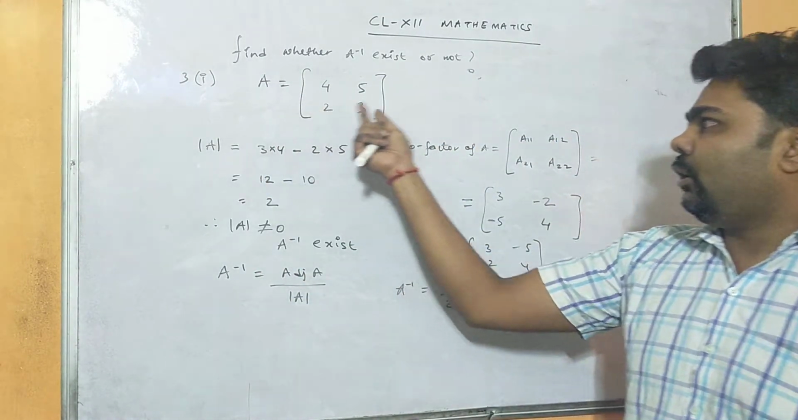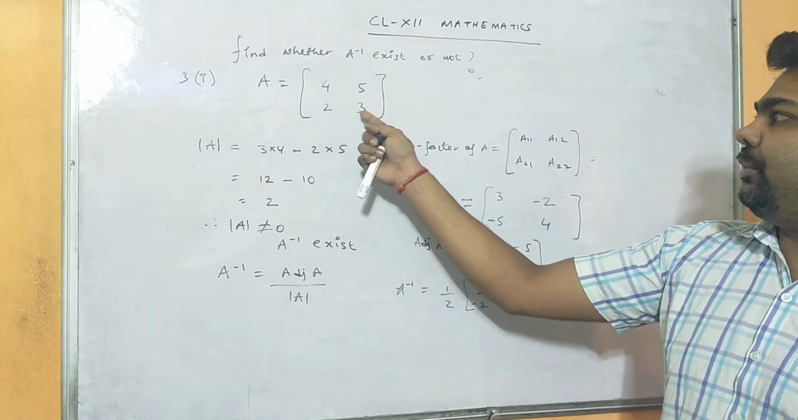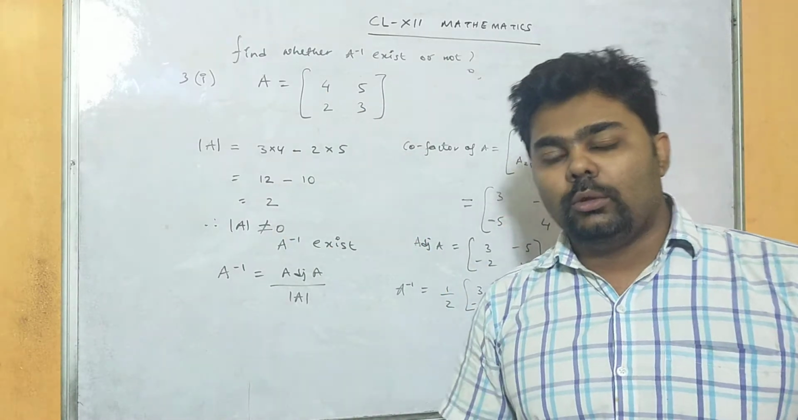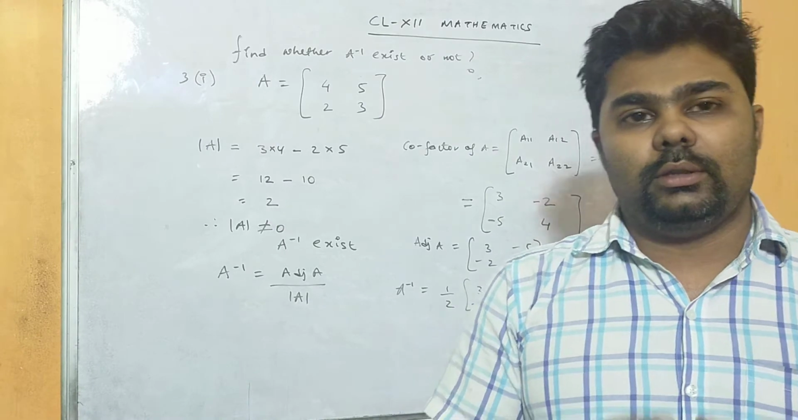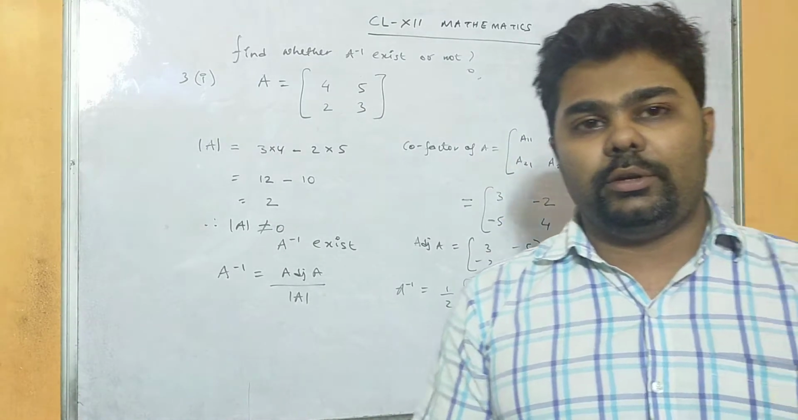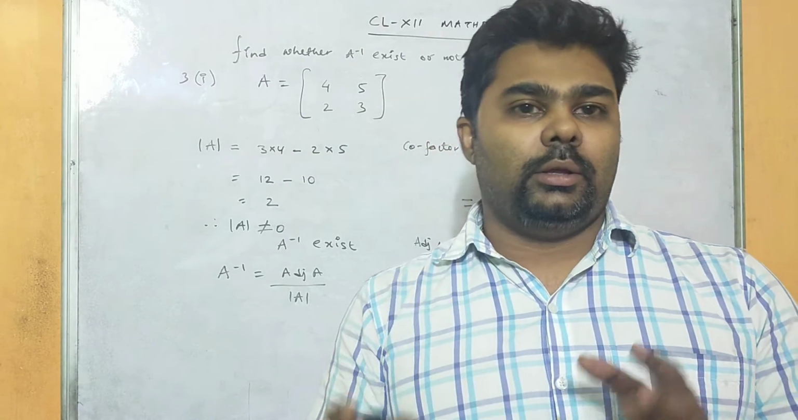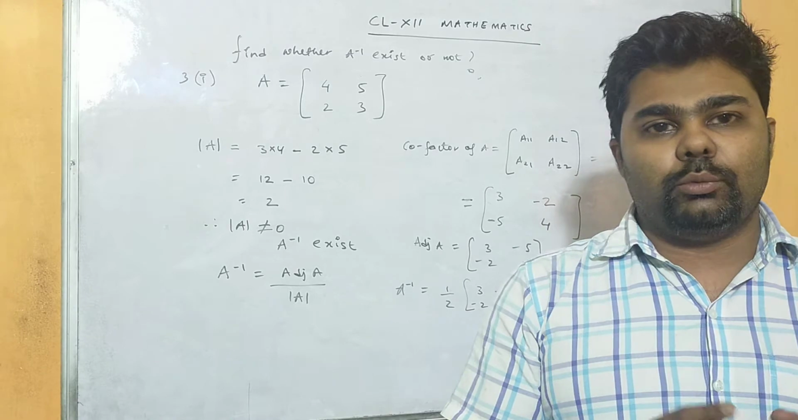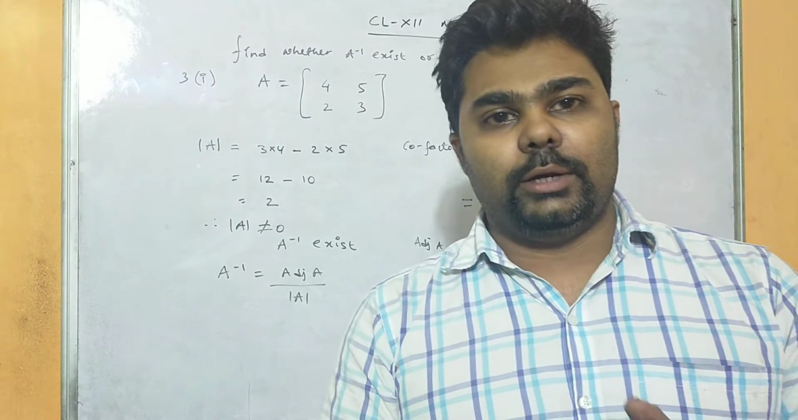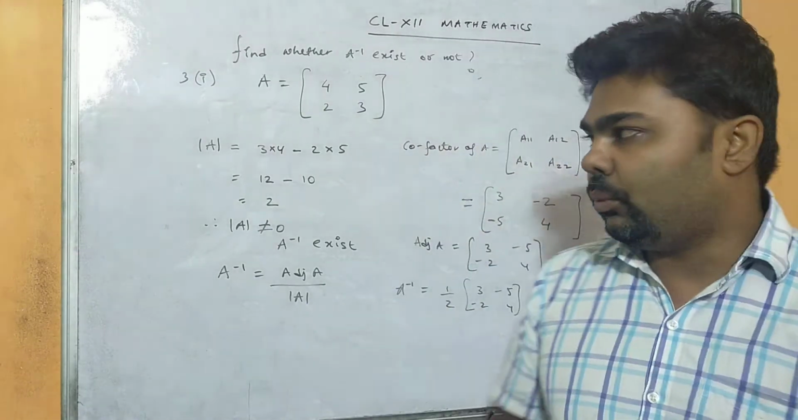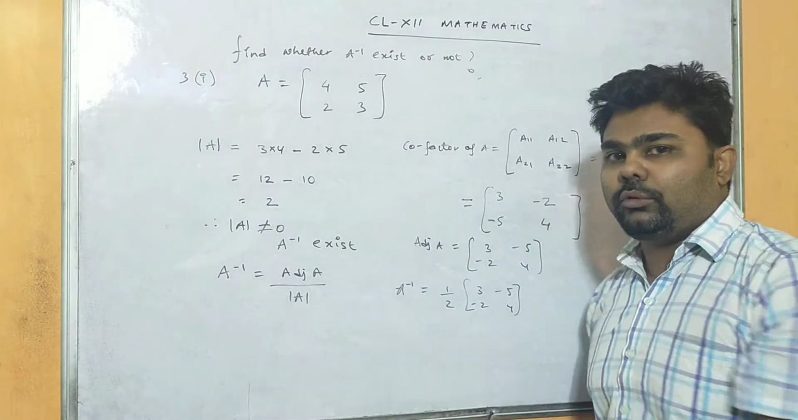So the mod A, that is the magnitude of this matrix, will be 3 into 4 minus 2 into 5, that is 10, so 12 minus 10 is 2. As you can see, the value of the given matrix is not equal to 0. If it is equal to 0, then we will say it is a singular matrix, and A inverse does not exist for a singular matrix. In that case, we have to take some other assumption. That I will come to later. So we will be solving the equations where mod A is not equal to 0.